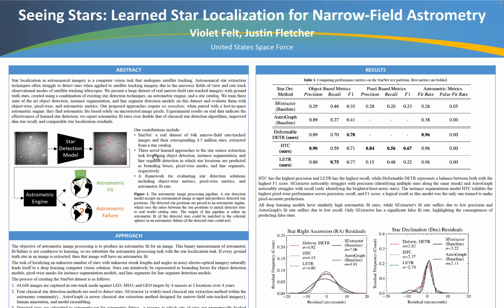In terms of star detection models, we use 3 different models. The first is an object detection model called Deformable DETR, in which stars are predicted as bounding boxes. The second is an instance segmentation model. We use HTC. In this model, stars are predicted as pixelized masks. And the third is a line segment detection model, LeTR, and that predicts stars as line segments. And finally, we present a framework for evaluating these different star detection solutions. We have object-based metrics, pixel-based metrics, and astrometric fit rate, which is basically, out of all these images, how often do we get an astrometric fit versus astrometric failure, which is not knowing where we're looking in the sky.